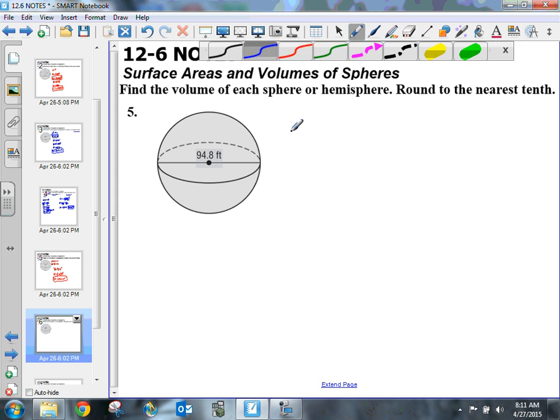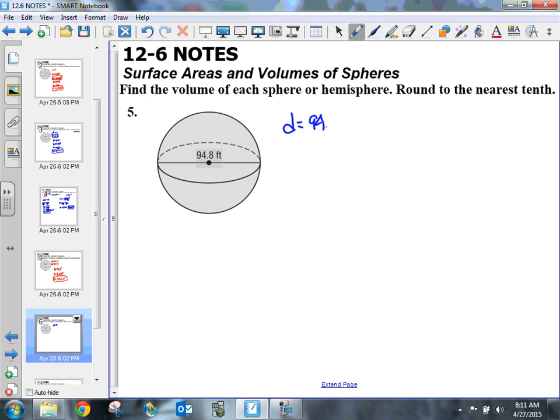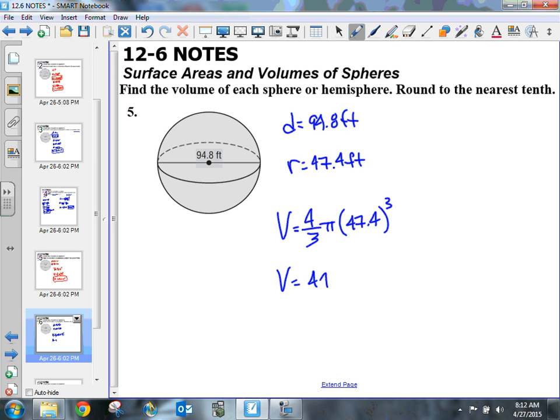Okay, number 5. Let's go ahead, and I'm given my diameter is 94.8 feet. So my radius is going to be half of that. If I divide that by 2, it is 47.4 feet. All right, so I'm going to plug that into my formula. Volume equals 4/3 pi times my radius, which is 47.4 feet cubed. When I plug all of that in, I get a huge number. I get 446,091.2 feet cubed. All right. So again, just plug and chug.